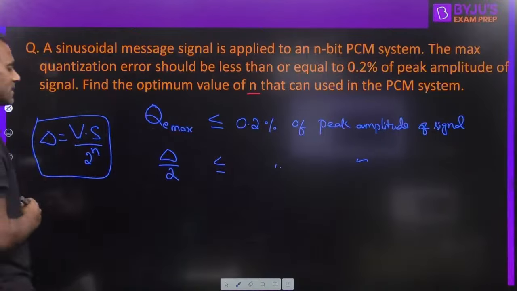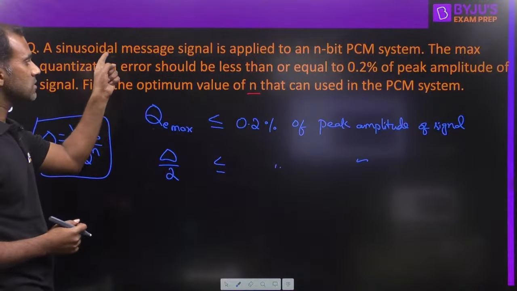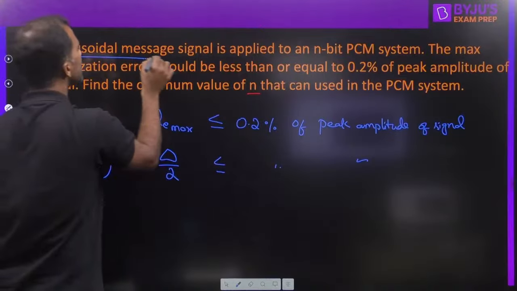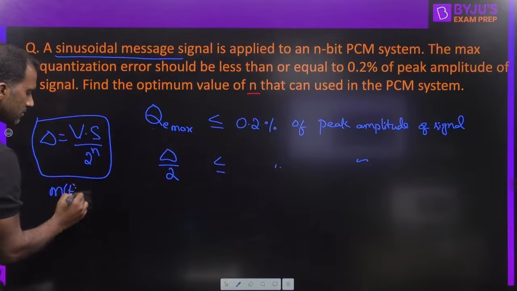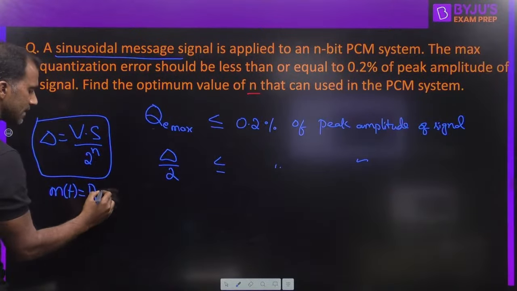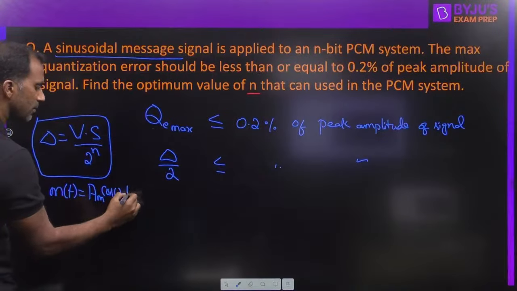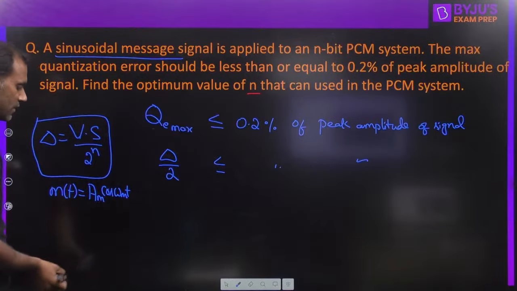If you want to find the voltage swing, then definitely you should know the highest voltage in the signal and the lowest voltage in the signal. And they have given one piece of information: it is a sinusoidal message. Since it is a sinusoidal message, let us assume something about the signal. Let's say it is something like Am cos omega mt or Am sin omega mt. Sinusoidal means it can be cos or sine with any phase. So let us assume this way.